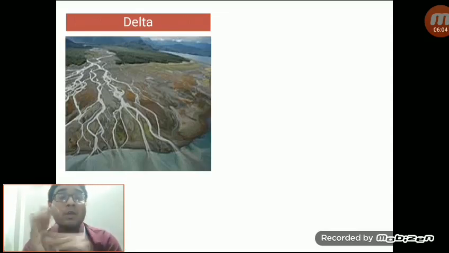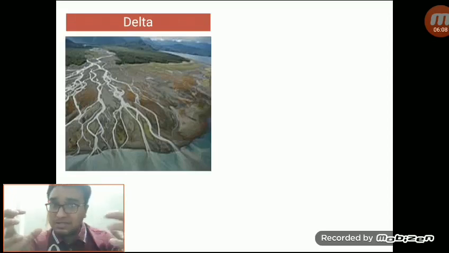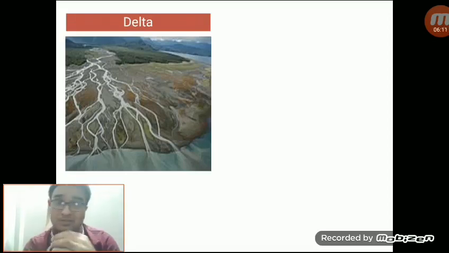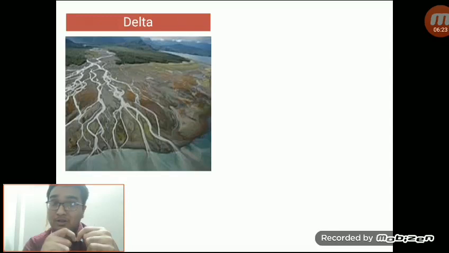Okay, and when two or more rivers connected, the place is called the meeting point or the confluence. Okay, in confluence the rivers don't carry their sediments, thus the soil is made there, and this is called the delta.